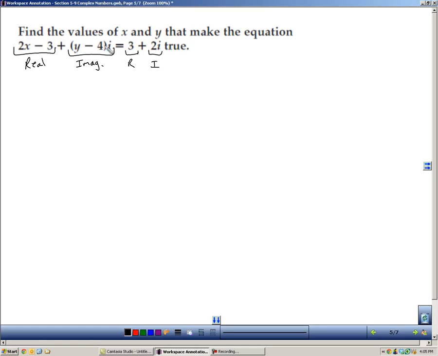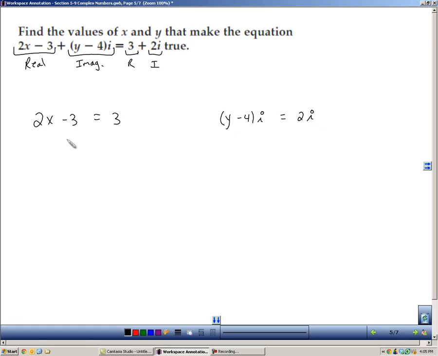So because these two are equal, we can say that the real part, the 2x minus 3, must be equal to the real part over here, and we can solve that. We can also say that the imaginary part, y minus 4i, has to be equal to the imaginary part of 2y, and we can solve that also.